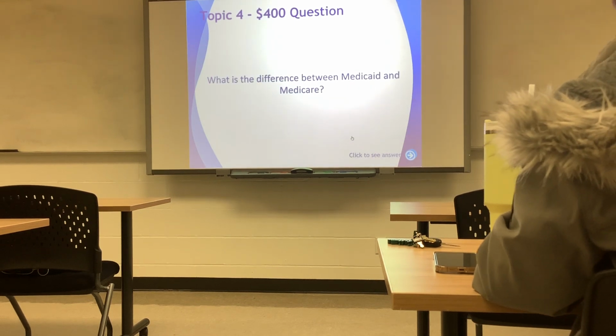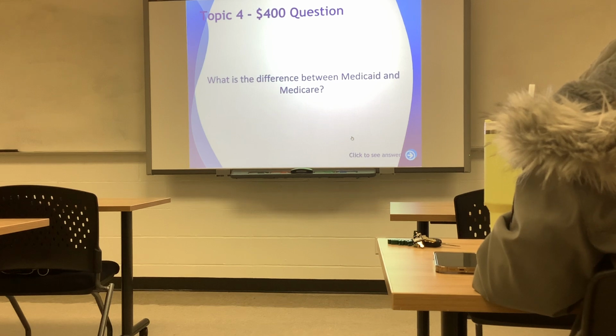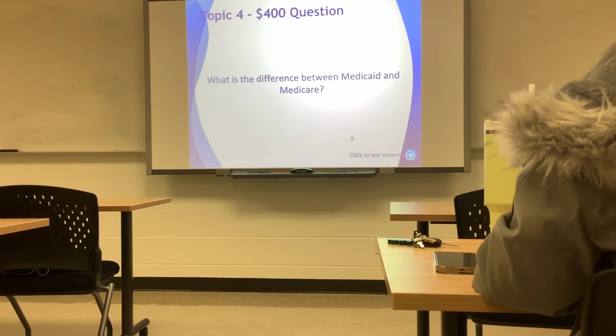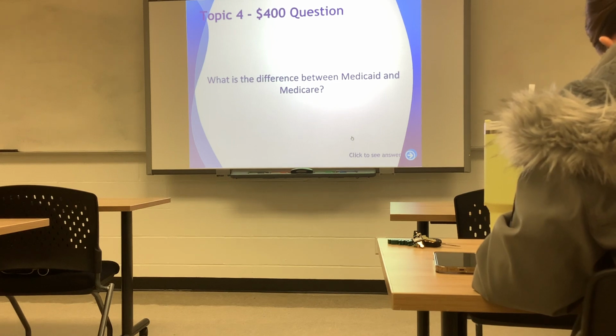What is the difference between Medicaid and Medicare? So Medicare, who can be on Medicare? 65 and up, and then there's some other special populations that can be on it, do you remember? Disabled, end-stage kidney disease, and then what about Medicaid? For like your lower income. Lower income.